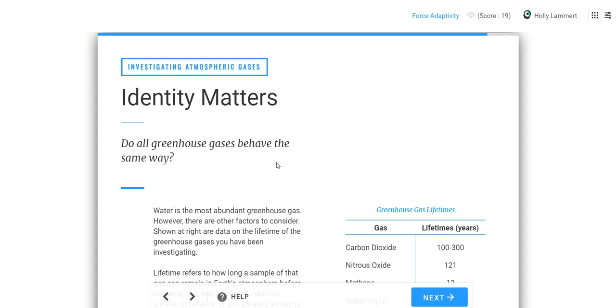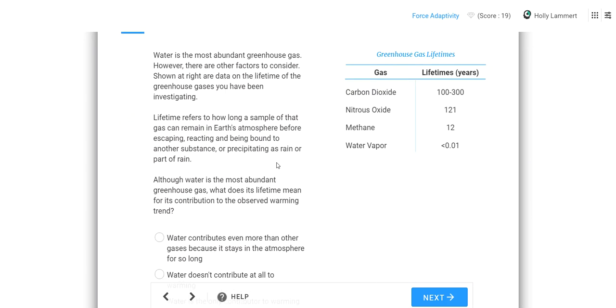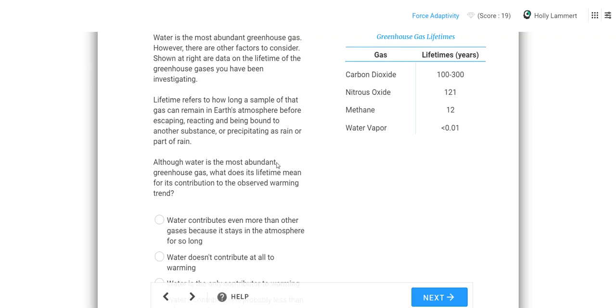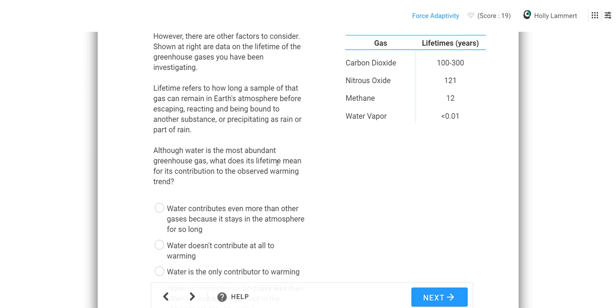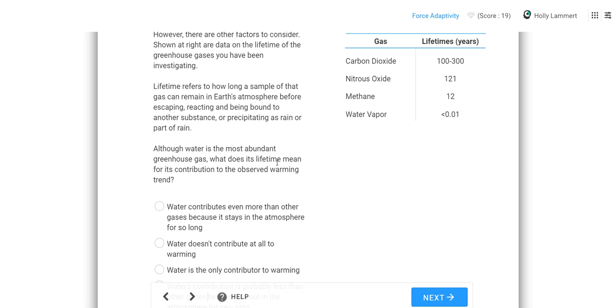Identity matters. Do all greenhouse gases behave the same way? Water is the most abundant greenhouse gas. However, there are other factors to consider. Shown at right are data on the lifetime of the greenhouse gases you have been investigating. Lifetime refers to how long a sample of that gas can remain in Earth's atmosphere before escaping, reacting and being bound to another substance, or precipitating as rain or part of rain.